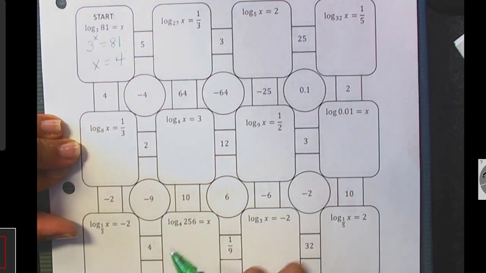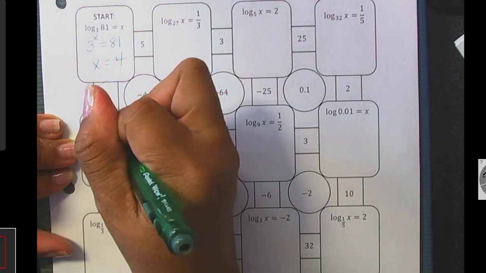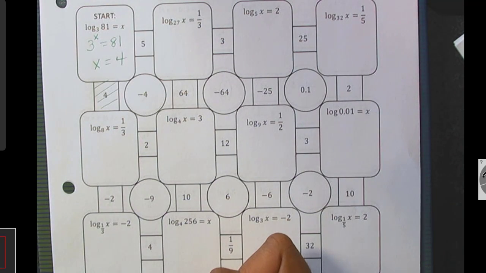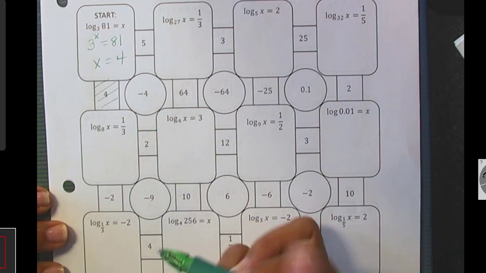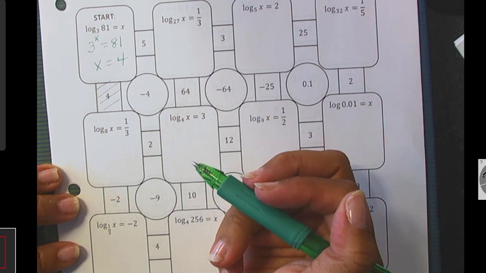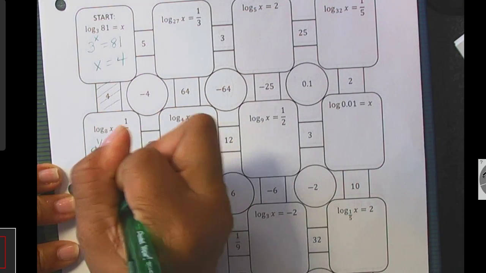So we're going to follow the path that goes along to 4, and that takes us to this next problem, which asks us, what is x? Log base 8, how are we going to solve it? 8 raised to the 1/3. All right, 8 to the 1/3 is equal to x.